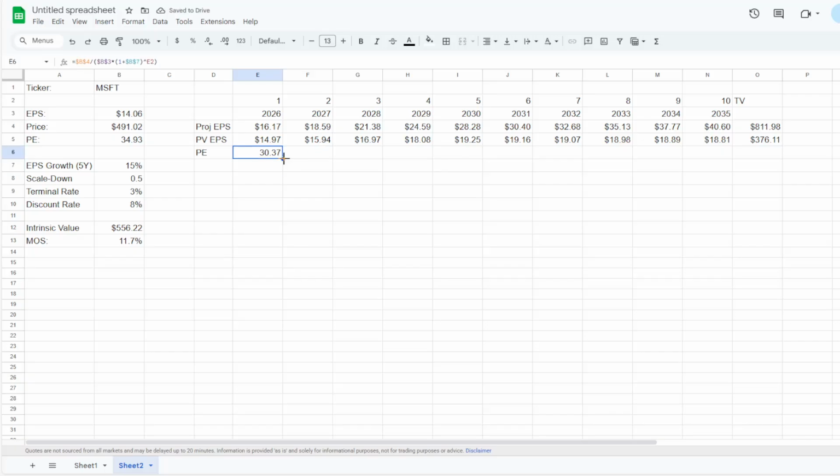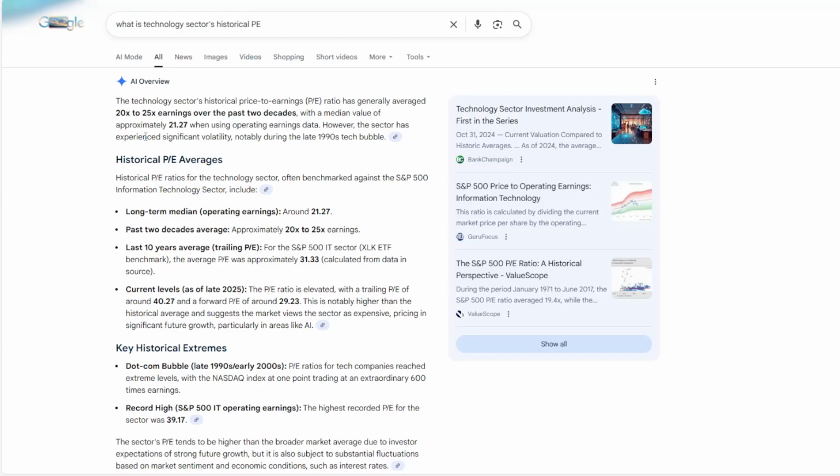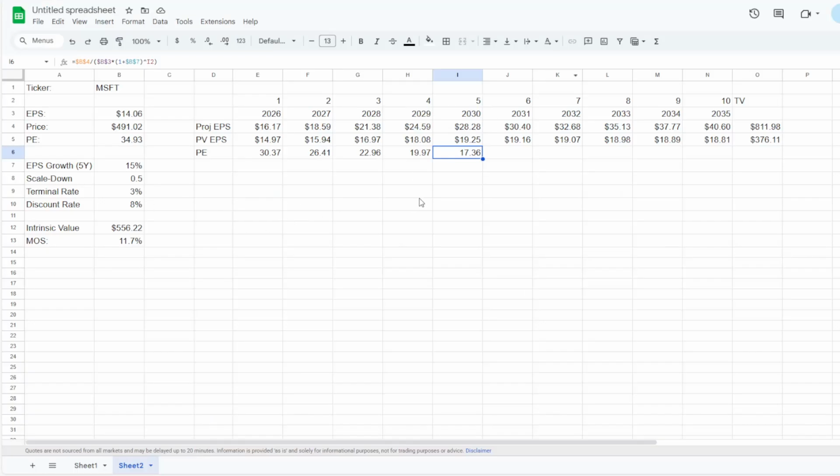Okay. So now when I click and drag this 5 years into the future, I see that if I bought Microsoft today at $491, that would be like getting it for a 17 PE ratio in 5 years. Now that's mighty attractive because again, the technology sector historically is between 20 and 25. So 17 would be well below the historical average. The thing is it has to grow at 15% every single year for the next 5 years.